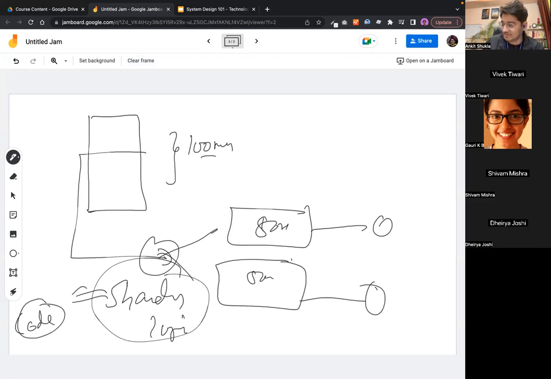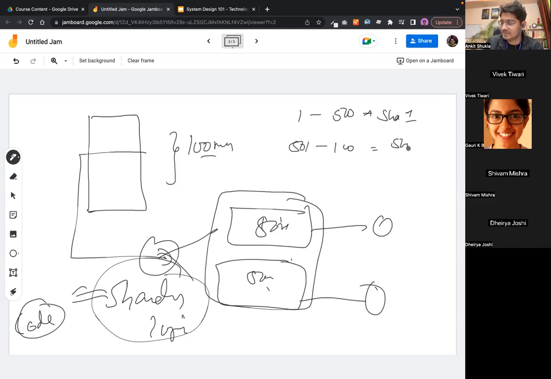That's it. So for building the logic for this particular combination of 50 million and 50 million rows, the logic could be very simple: if it is from 1 to 500, go to shard 1. If it is from 501 to 1000, just go to shard number 2.